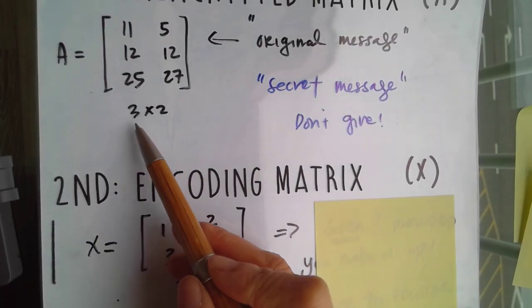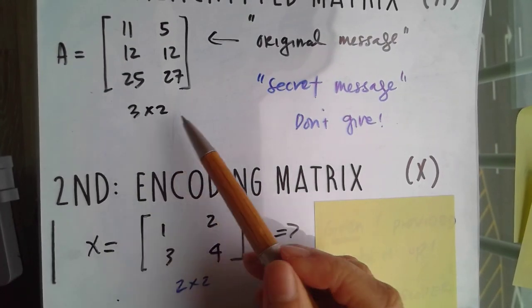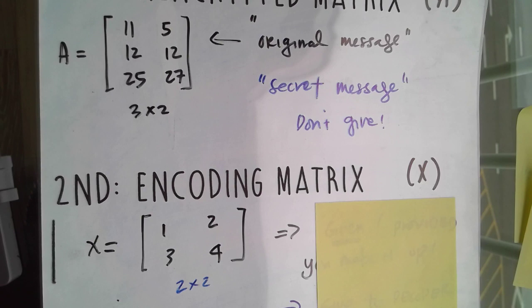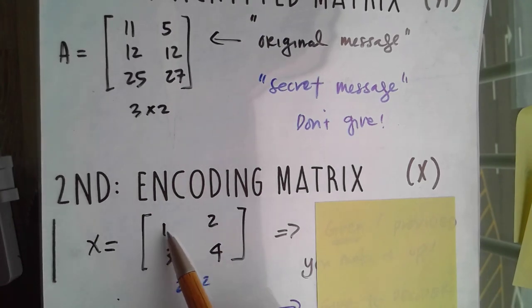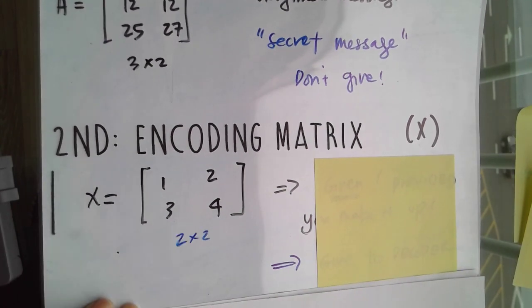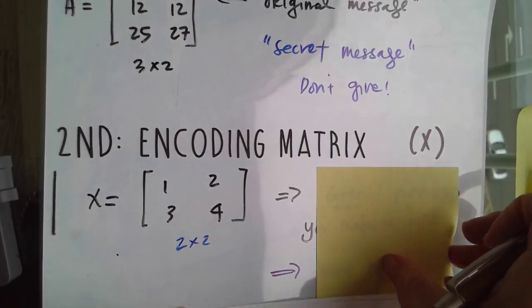Now as you can see, I can multiply A and X because it's a 2 by 2, a 3 by 2, and a 2 by 2, right? So that's a good thing. And I just wrote a 1, 2, 3, 4. But the only thing is this has to be a non-singular matrix. So it needs to have an inverse, okay? All right, non-singular matrix, okay?